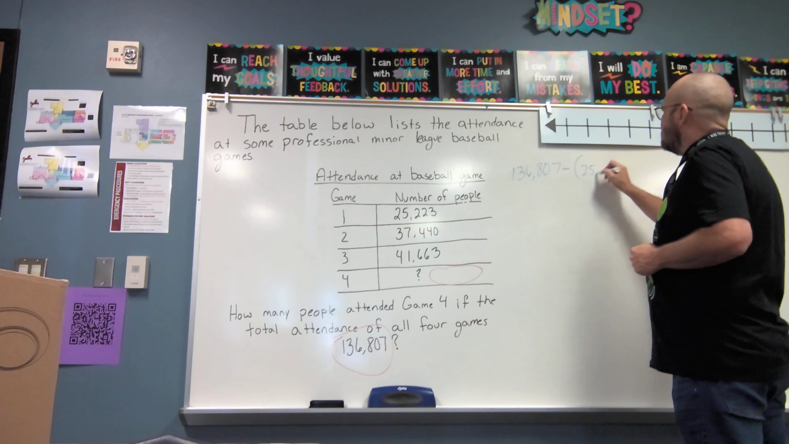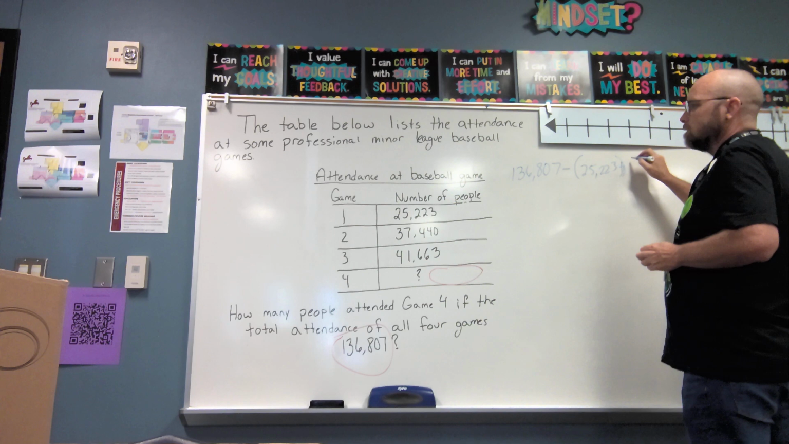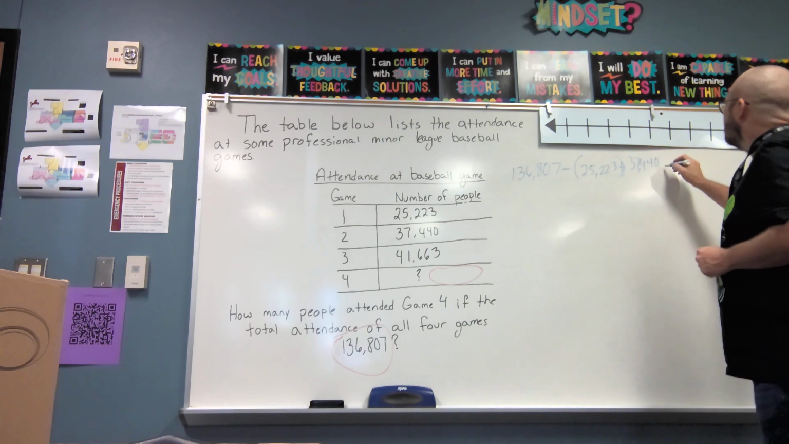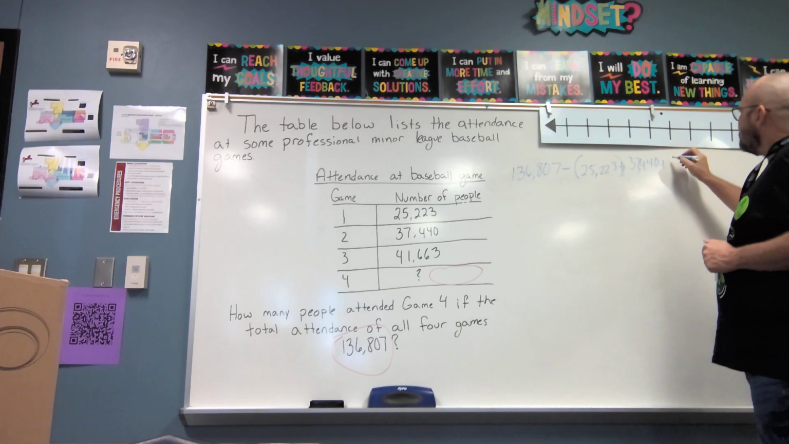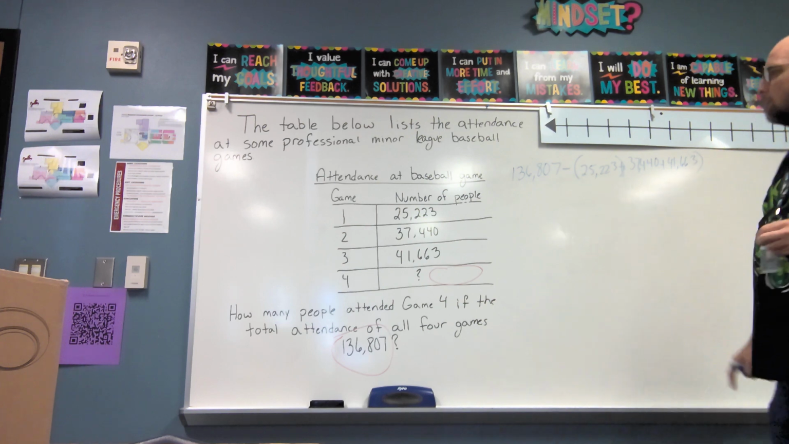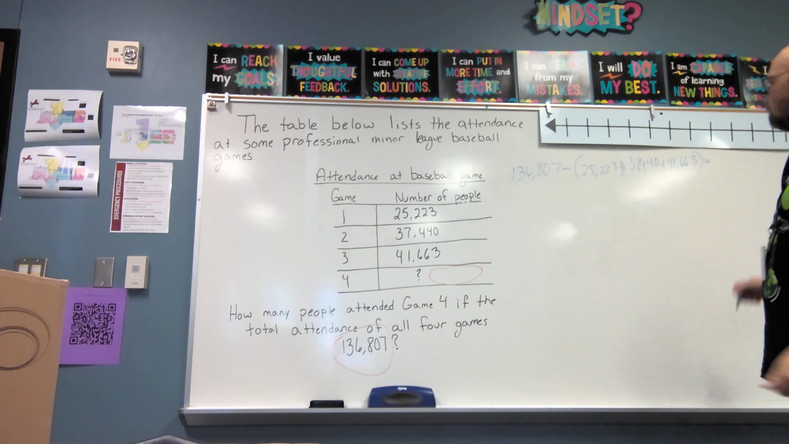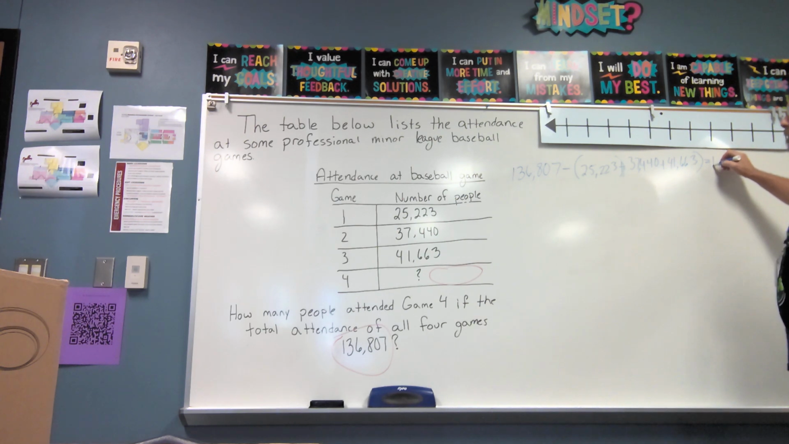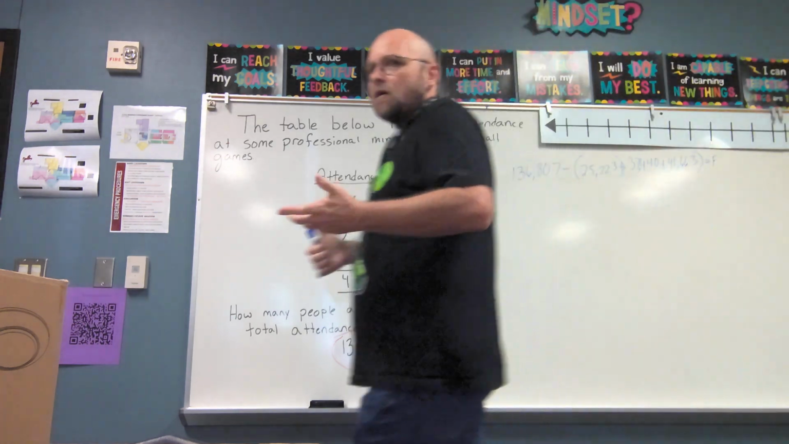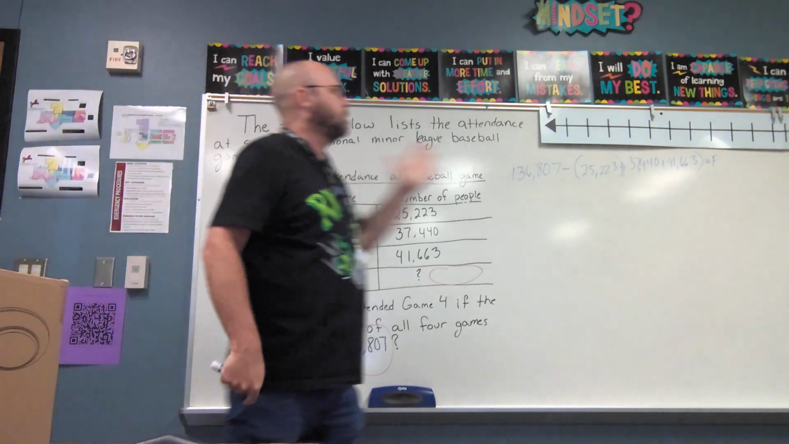So 25,223 plus 37,440, still have room, plus 41,663. All right, so we have our equation, and that's going to equal, and we could put equal Friday, or Game 4, or whatever we want. We could put whatever letter there, because all that letter means is whatever the answer to this equation is.